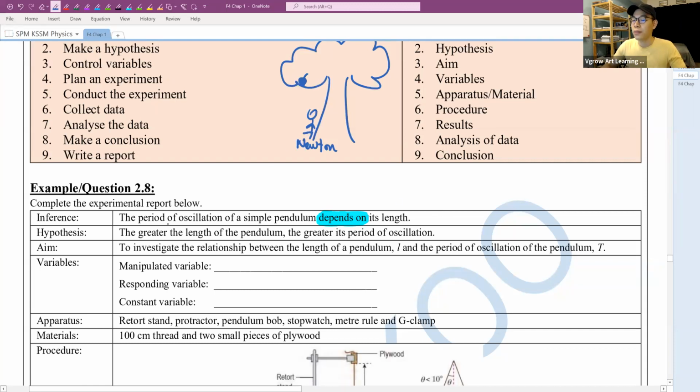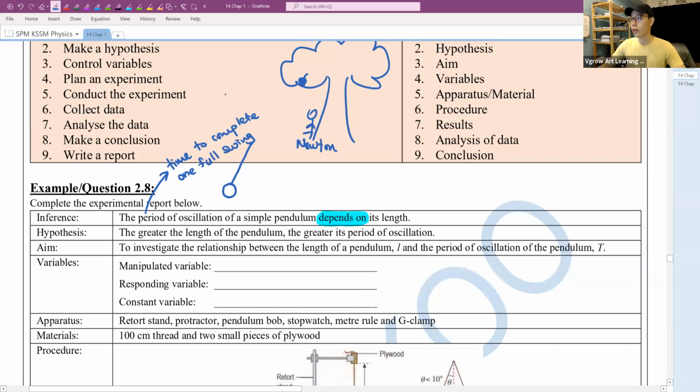What is the meaning of period of oscillation? Pendulum, you know what it is: a string with a ball hanging at it. This is called a pendulum. And then the period of oscillation is the time to complete one full swing, or one complete swing.